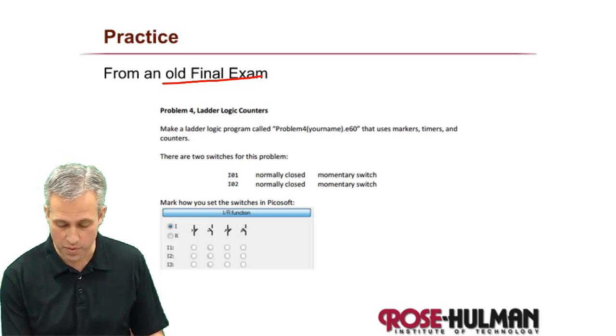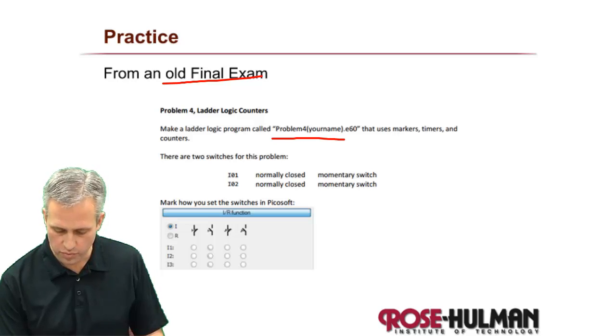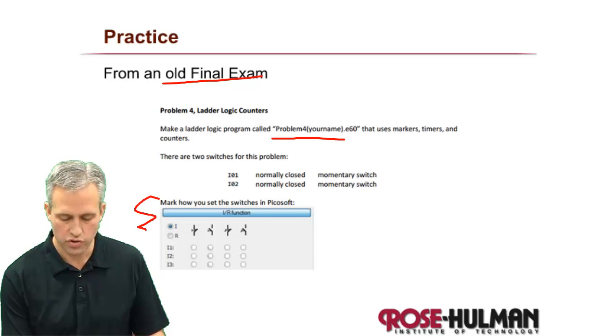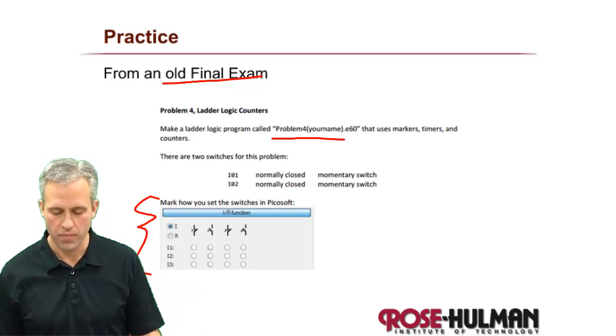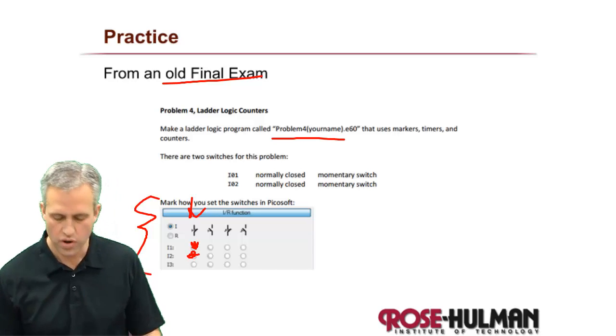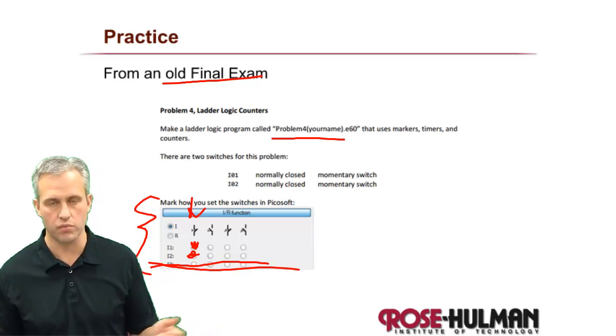So this problem, it was problem 4 apparently. This problem statement said there are two switches, normally closed momentary, I1, and the other one's also normally closed momentary. The first question was, mark how you will show them in PicoSoft. We asked that a lot, right? This is easy. Normally closed is this guy, momentary is this guy, on I1 and I2. I3 doesn't matter, so I would just leave it blank.